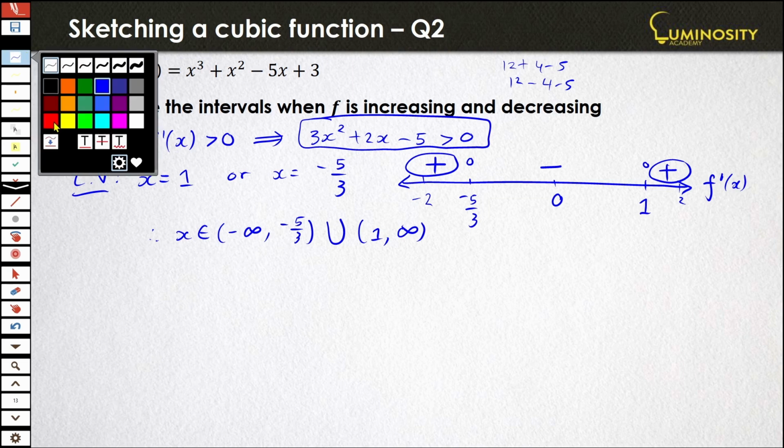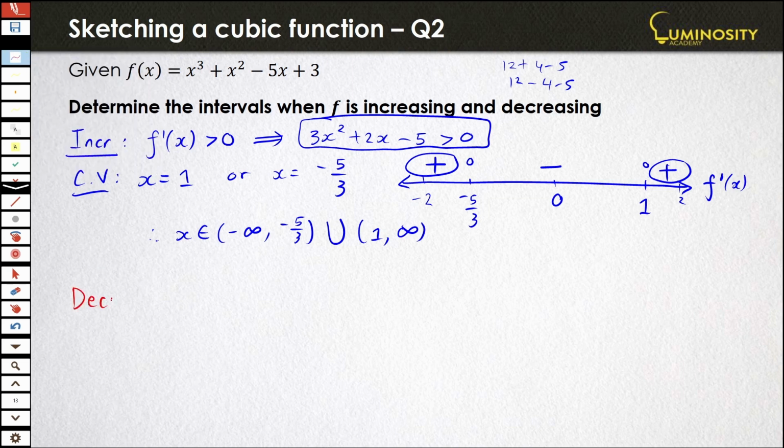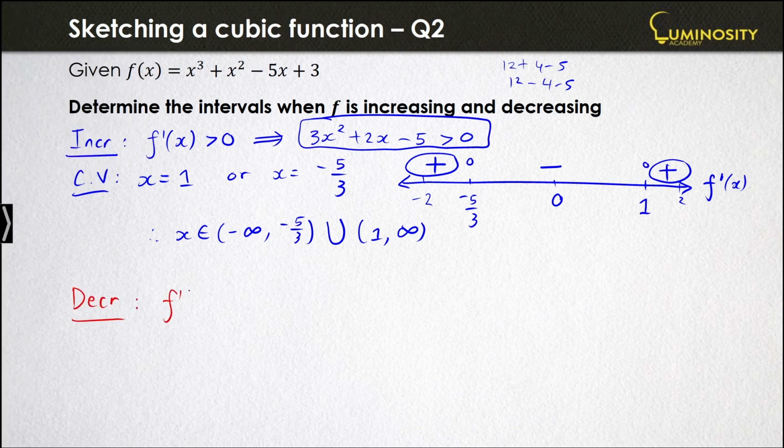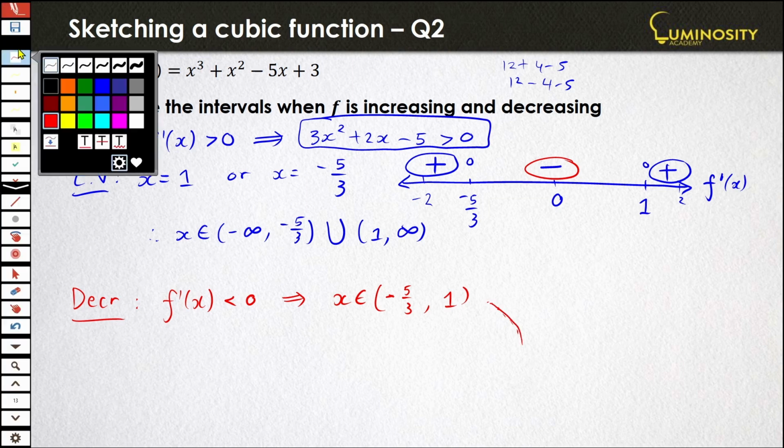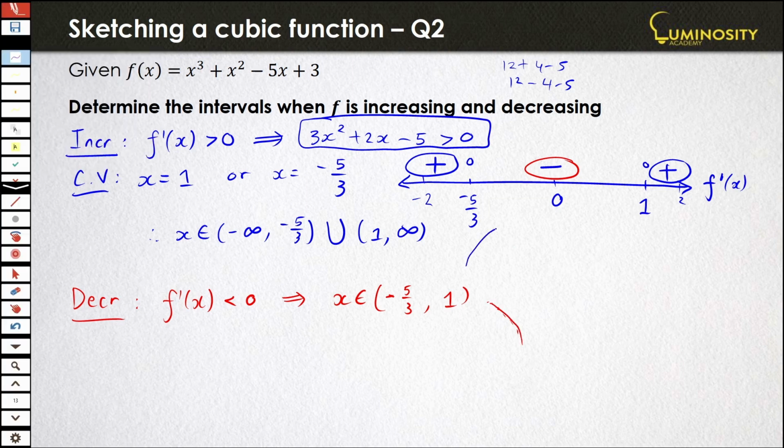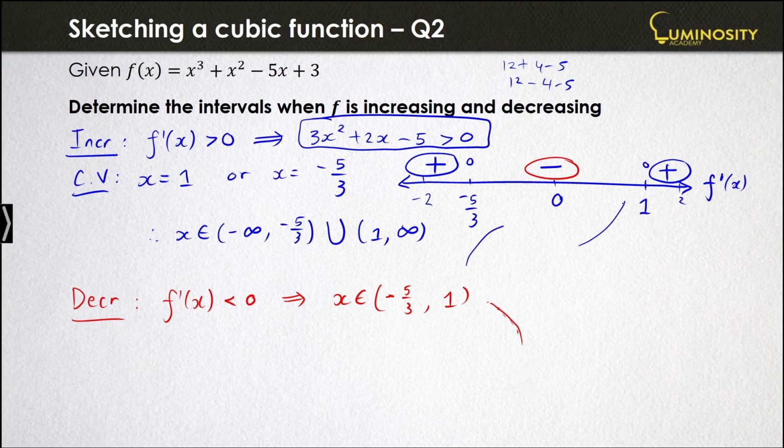And then where's the function decreasing? Well, we've done all the hard work for the interval. That's when f prime of x is less than 0, so negative. That implies x must be an element from negative 5/3 to positive 1. Okay, so that's the interval of decreasing. Remember, your graph is going to decrease, so it's going to have that downward trend. And then your graph will increase, so it'll have these upward trends, for that interval.